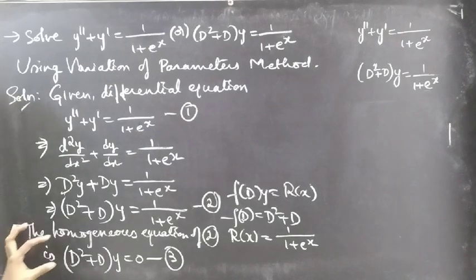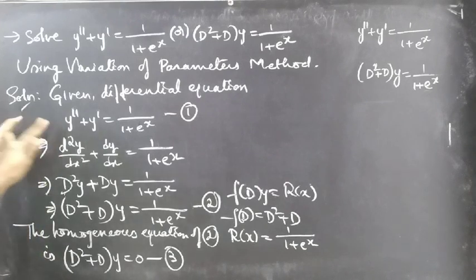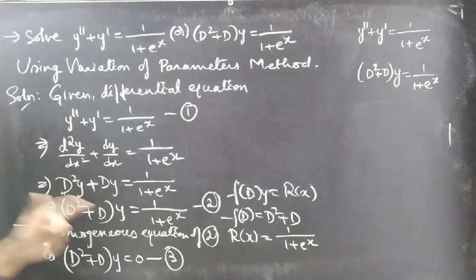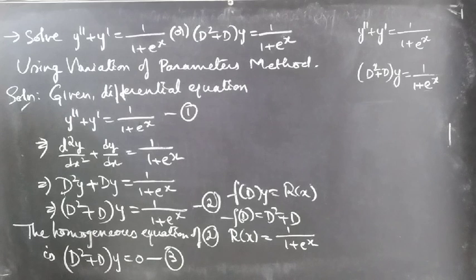Now we'll find the solution to the homogeneous equation using the auxiliary equation, and later, using the solution of the homogeneous equation, we'll find the general solution of equation 1 and equation 2. Here 1 and 2 are the same equations, because the second equation is the operator form of equation 1. Okay. Now coming to the auxiliary equation.